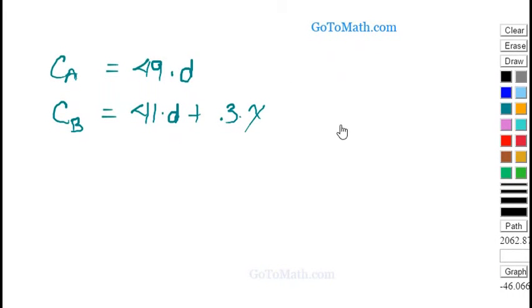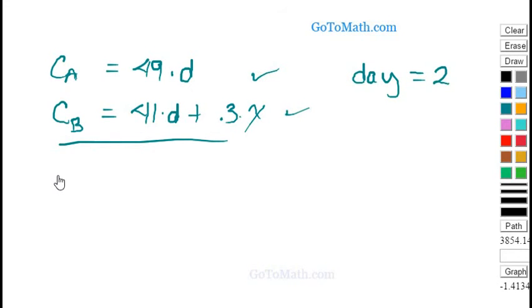Okay, so we set up our two equations. That was pretty simple. Now, D is something that they gave us. Remember, we're going on a 2-day trip. So D is equal to 2. We're going on a 2-day trip. That's pretty simple, right? So let's go ahead and write this out, simplify it down.